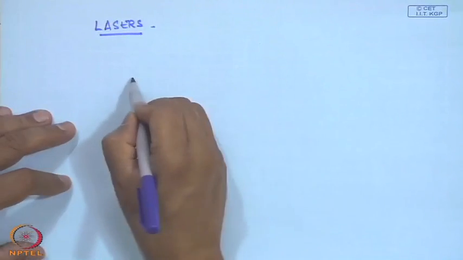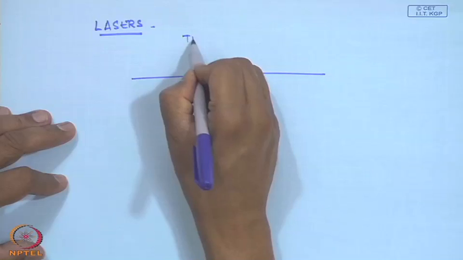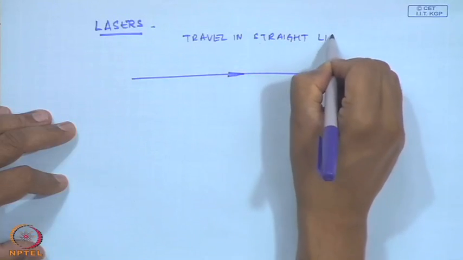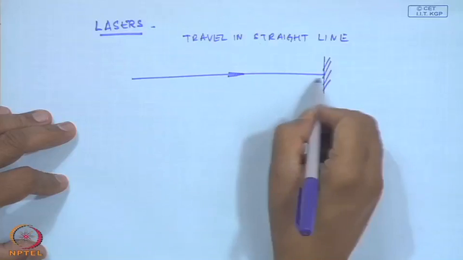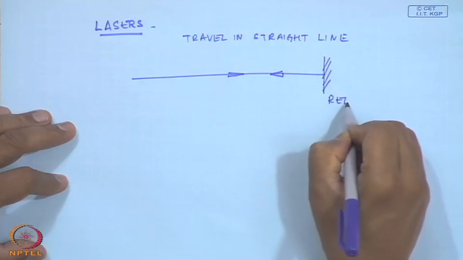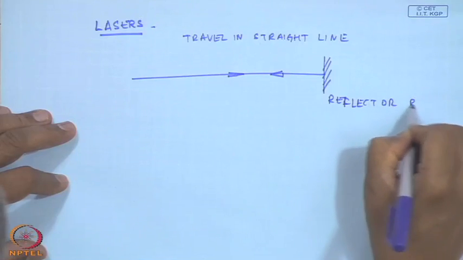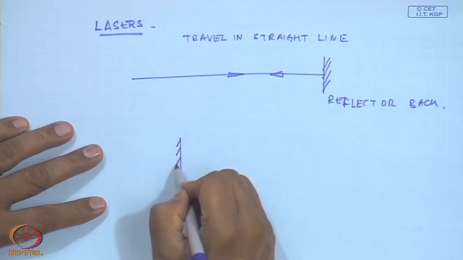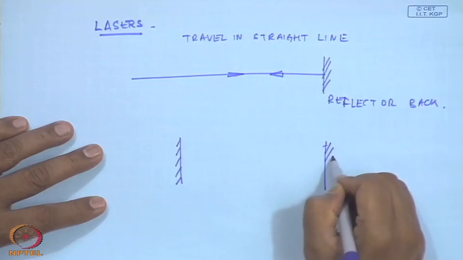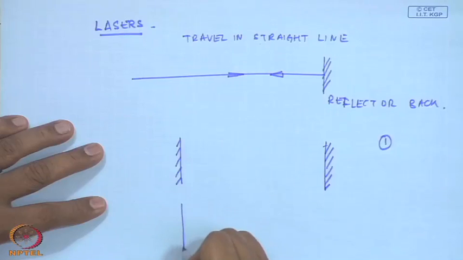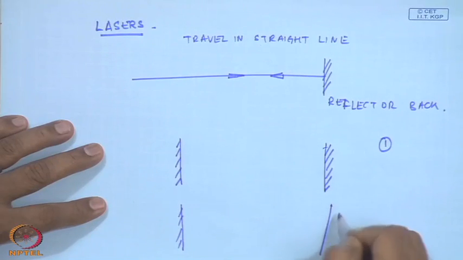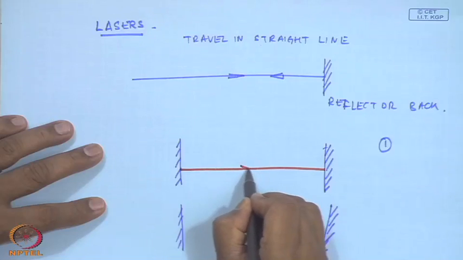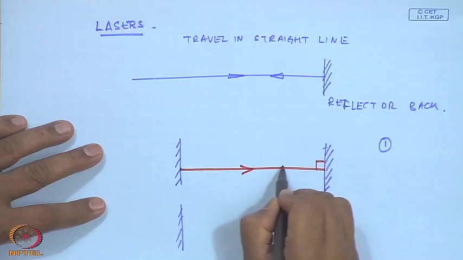Because lasers can travel in a straight line, and if I put a reflector, they are going to reflect back. So, imagine if I have two systems, one, this is one flange and another flange. In the first case, if I shoot a laser beam, it is normally incident, so it is going to reflect back.